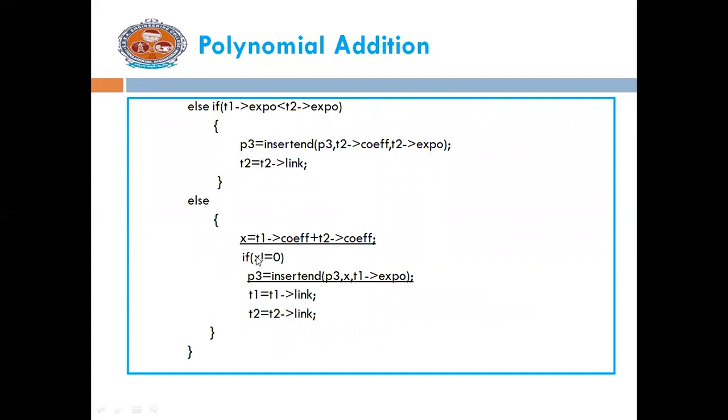Otherwise, that means both are equal, then add the coefficients of the corresponding nodes. If that sum is not equal to 0, create a node with that sum with the same exponent and add it at the end of the list and advance both the pointers, that is T1 is advanced and T2 is advanced. So repeat the steps until one of the polynomials is empty.